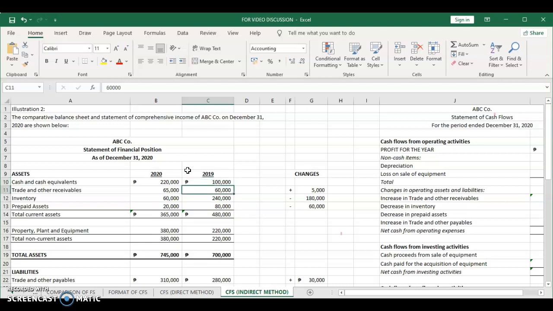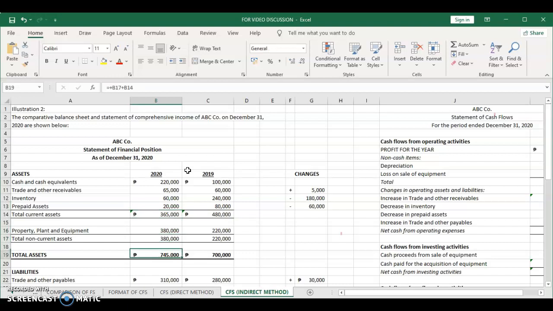So let's have the trade and other receivables. So 5,000, okay, positive. And then ang changes niya, so from 2019, which is 60,000, to 2020, which is 65,000. So there is an increase of 5,000. While inventory from 240,000 down to 60,000, there is a negative of 180,000. So nabawasan yung inventory. While prepaid assets, there is a decrease from 80,000 down to 20,000.